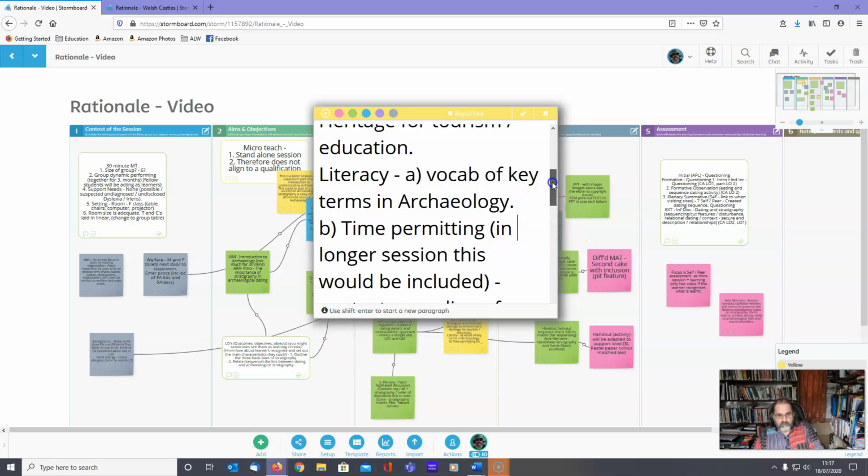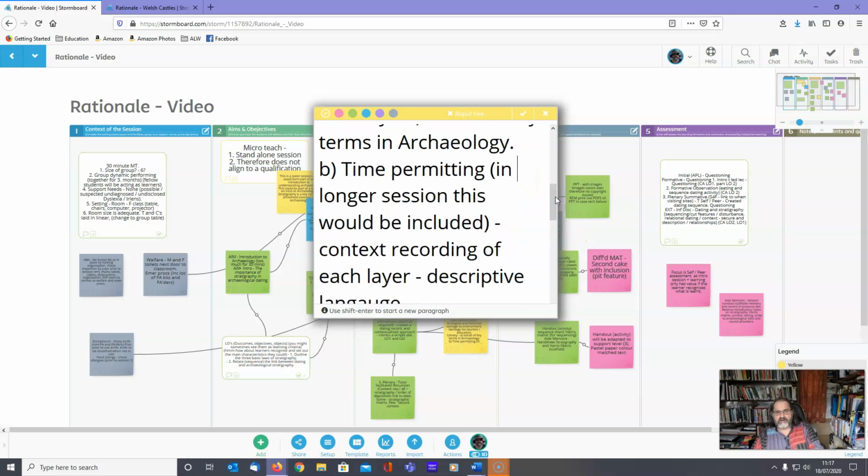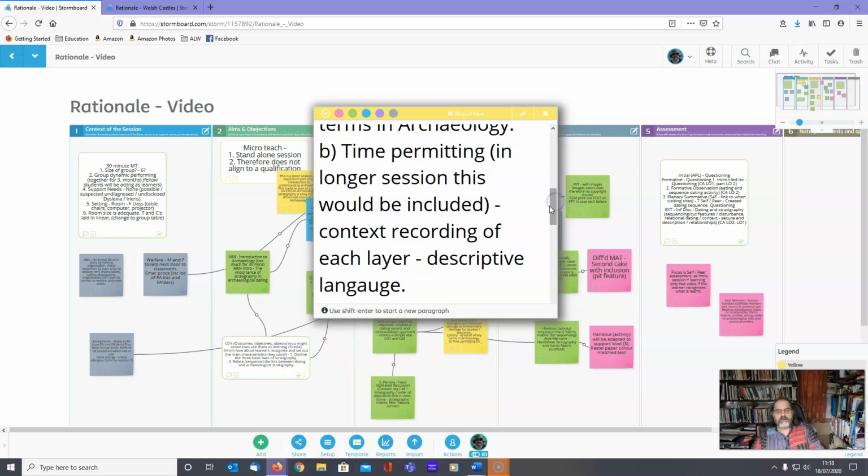But remember I've only got a half-hour session. If this was longer, I would also be doing context recording, which is a key part of archaeology. Each element of the cake would need to be described in terms of colour, taste, how thick and stodgy, all those descriptive terms. So I'll be developing descriptive language.